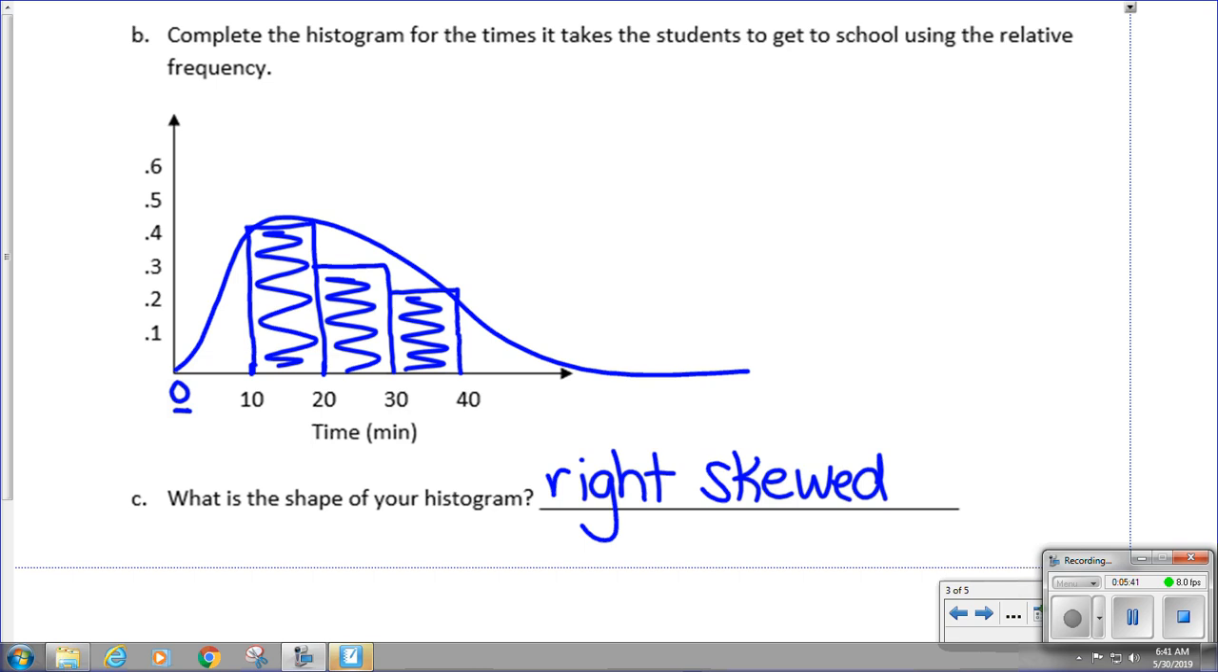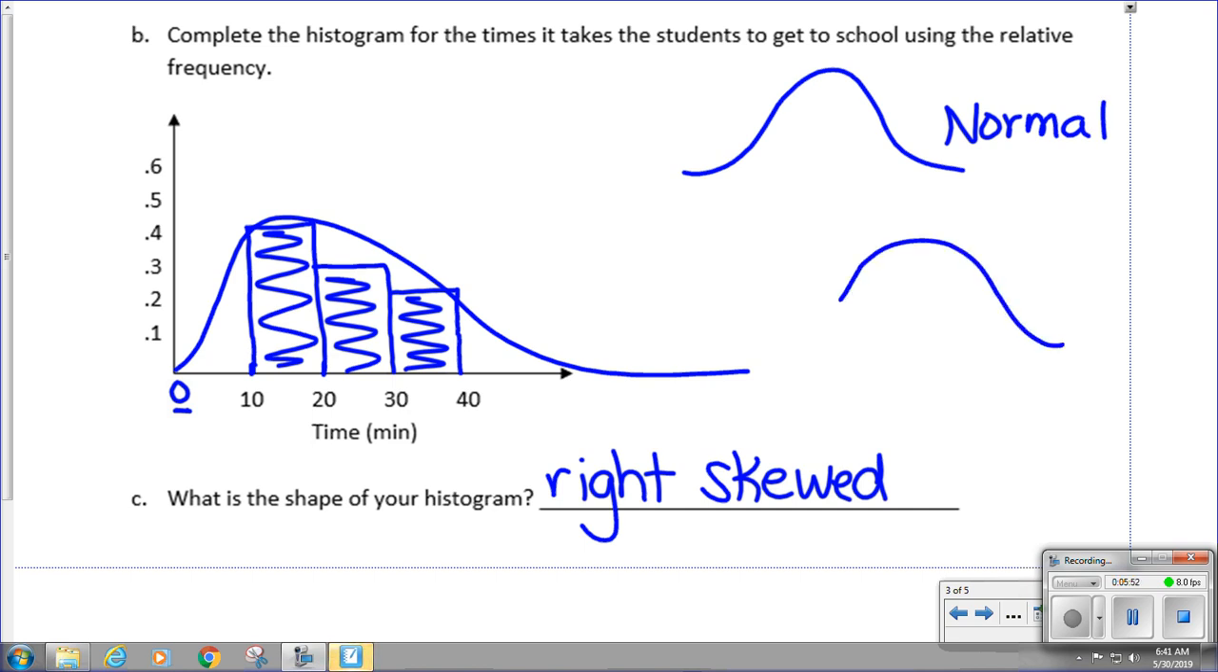I am going to refresh your memory of the other shapes. When it looks like a mountain, it is called normal. And when most of the data is on the right and it slides down to the left, this is called left skewed. You should know all of those three shapes for your test.